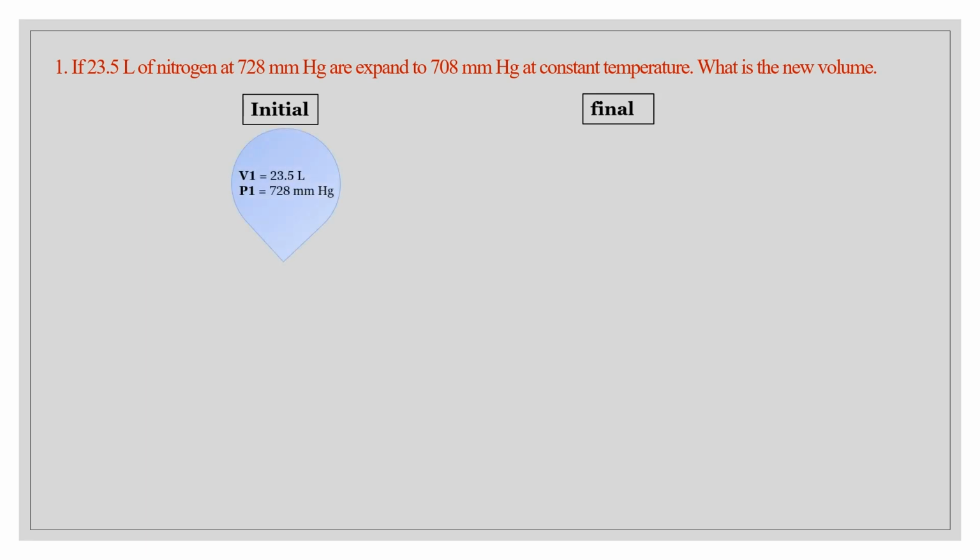So let's categorize. First, initial volume is given, 23.5 liters. Initial pressure is 728 millimeters of mercury. And this gas mixture expands to a new volume. New volume we need to calculate. New pressure is 708 millimeters of mercury. These are the information given in the question.